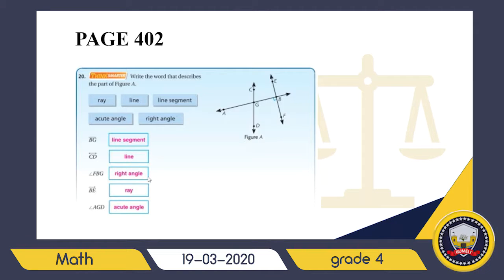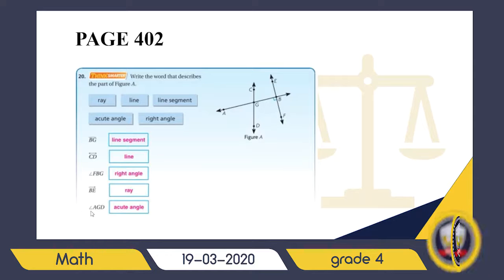Good job. What about BE? From B, it will be an endpoint and E will go to forever. So one point is an endpoint, the other point goes until forever. It represents a ray. Ray BE. What about angle AGD? Let's check it. A, G, and D. So I know this angle is less than a right angle. If it is less than a right angle, it represents an acute angle.